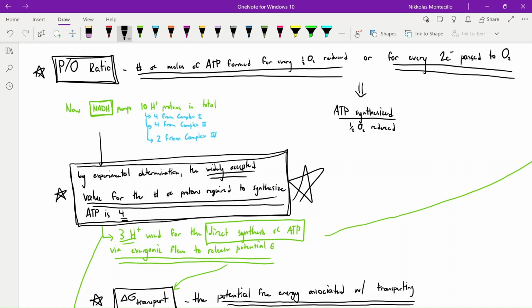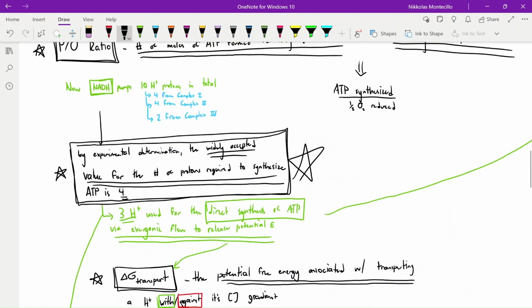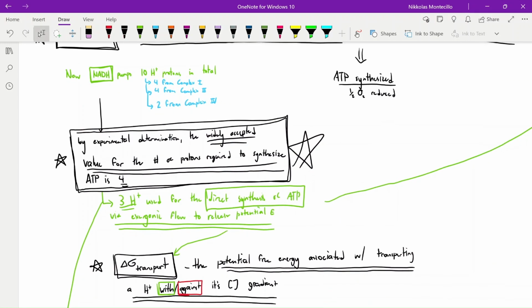So remember that 1 mole of NADH pumps 10 protons in total, 4 from complex 1, 4 from complex 3, and 2 from complex 4, right? By experimental determination, we find that the widely accepted value for the hydrogen protons required to synthesize ATP is 4. So out of those 4 protons, 3 of those protons are used for the direct synthesis of ATP via exergonic flow to release energy, to release potential energy. Okay.